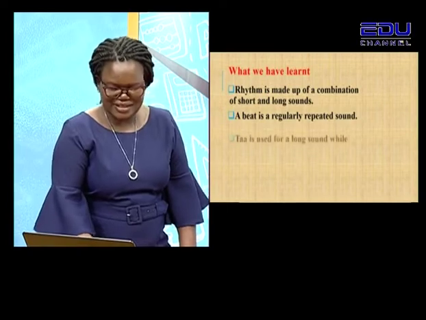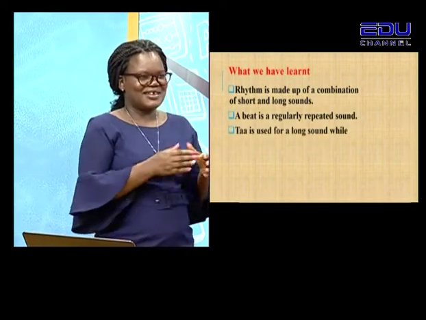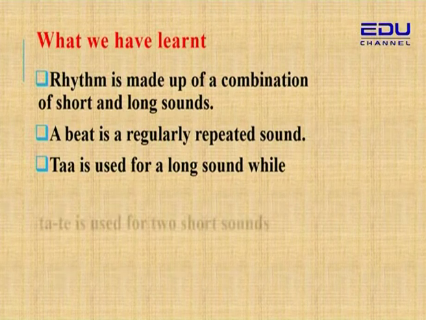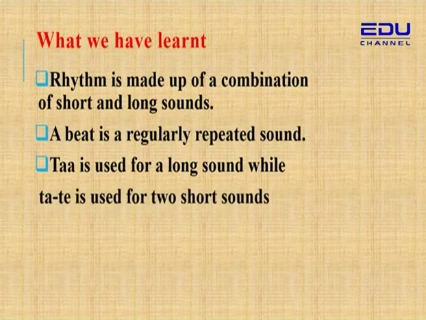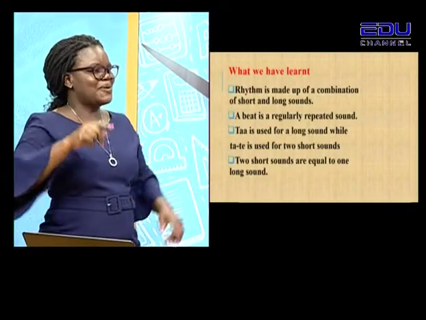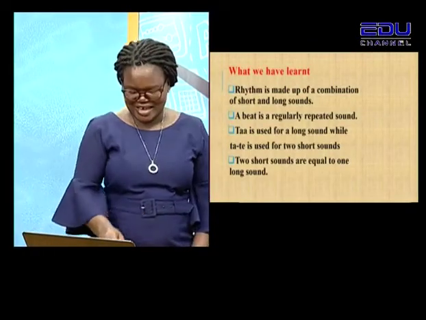Then another thing, ta is used for a long sound. You said that. And tate is used for two short sounds. Then finally, two short sounds are equal to one long sound. Which means two quavers equal one crochet.